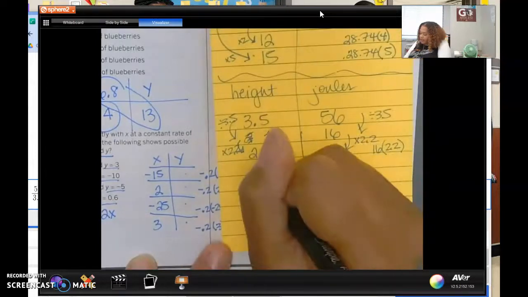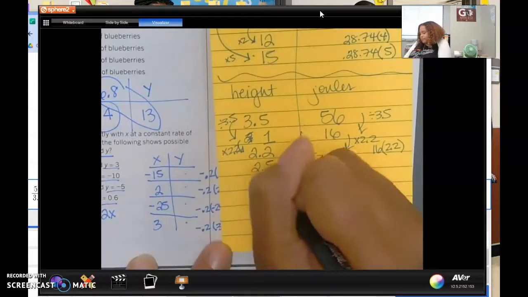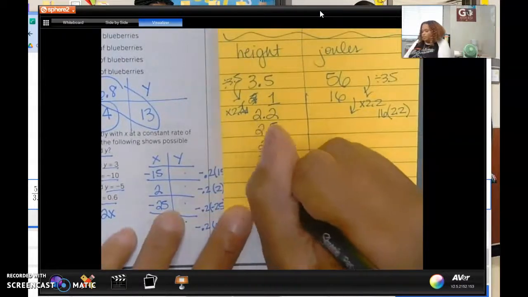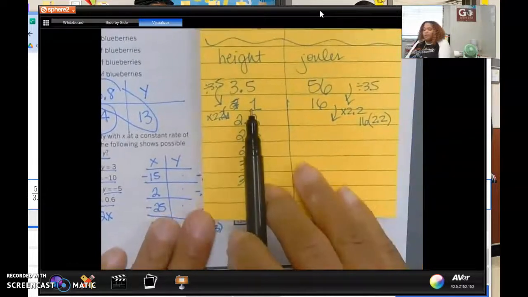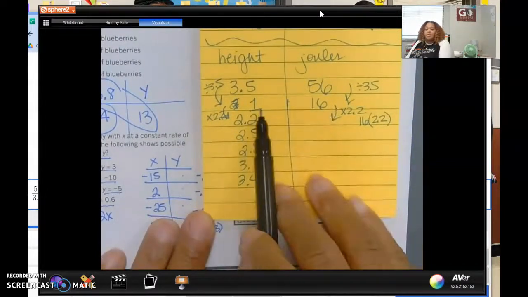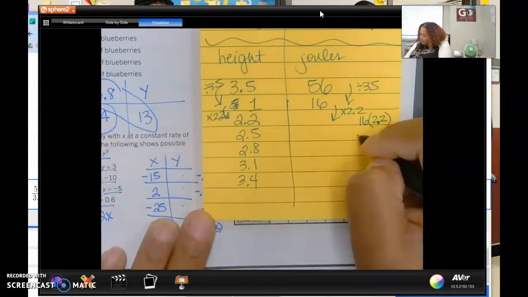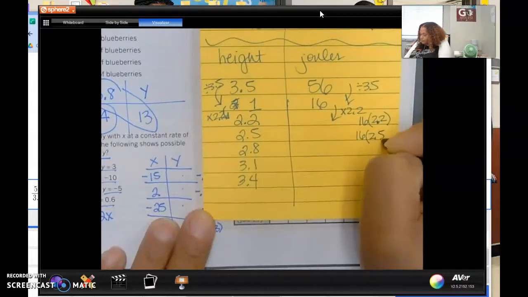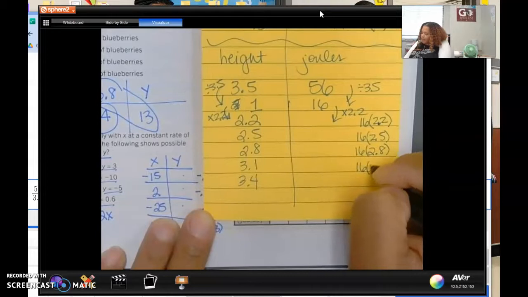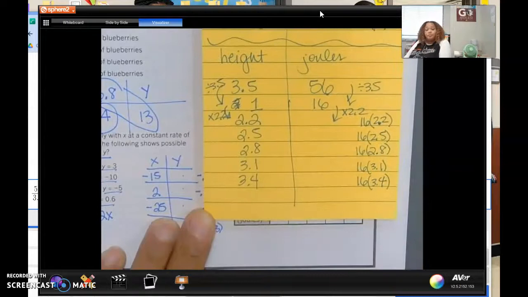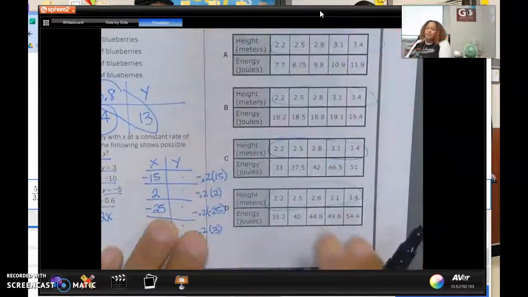2.5, 2.8, 3.1, and 3.4. So since I have my unit of 16 joules per meter, I need to take this 16 and multiply by 2.2, that's not 22, and multiply 16 by 2.5, and 16 by 2.8, and 16 by 3.1, and 16 by 3.4. Multiply, multiply, multiply. The answer should be a dead giveaway here.